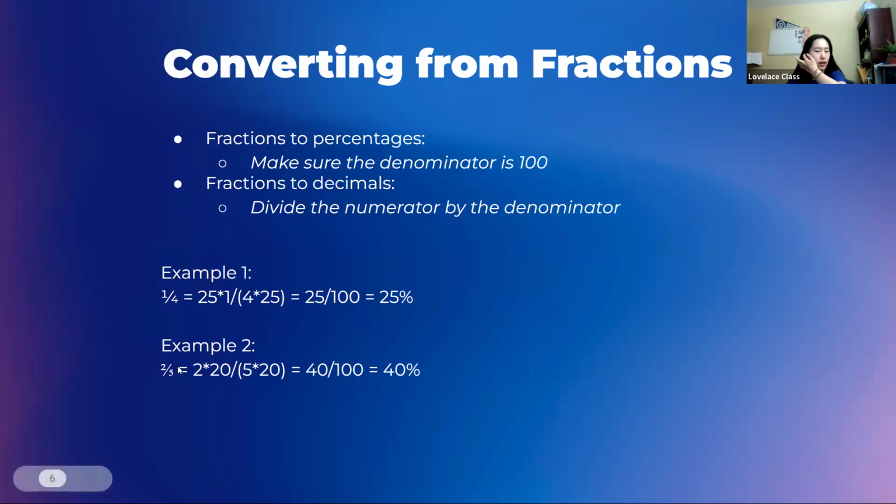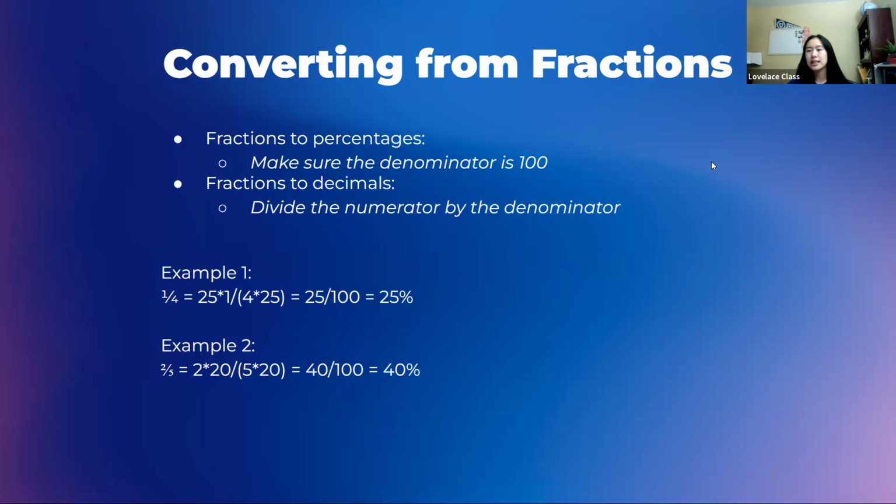And then another example is 2/5. I did this in a similar way, where 5 goes into 100 20 times. So I multiply the numerator and denominator by 20. I'm basically still multiplying by 1, because 20 over 20 equals 1. So 2 times 20 over 5 times 20 equals 40 over 100, which equals 40%.